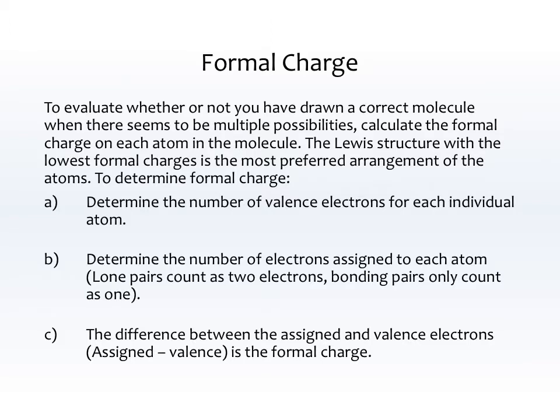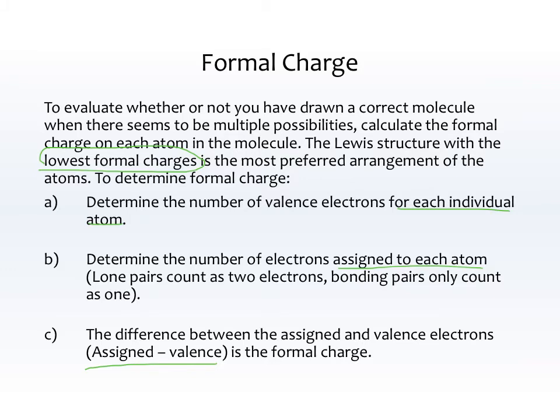Next thing we've got is formal charges, to evaluate whether or not you have drawn a correct molecule when there seem to be multiple possibilities. Calculate the formal charge on each atom in the molecule. The Lewis structure with the lowest formal charges is the most preferred arrangement of the atoms. To determine the formal charges is a relatively simple process: determine the number of valence electrons for each individual atom, then determine the number of electrons assigned to each atom. Lone pairs count as 2, bonding pairs only count as 1 electron. The difference between the assigned and valence, in other words, assigned minus valence, is the formal charge.